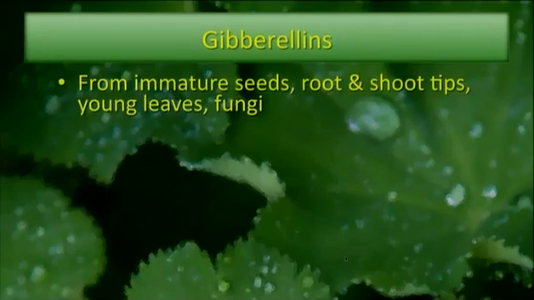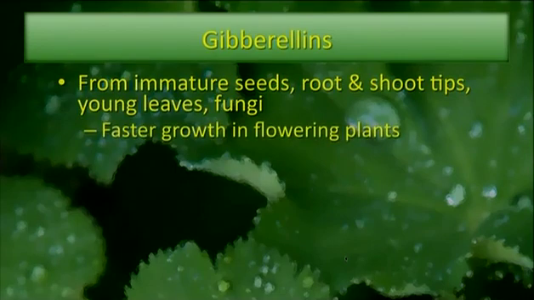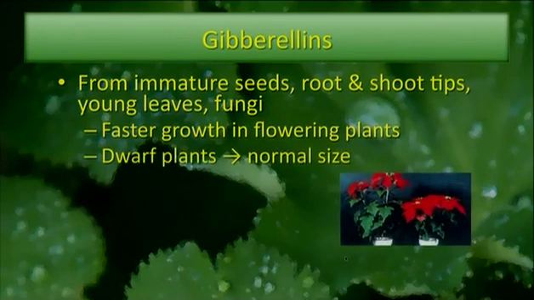So gibberellins come from immature seeds, from root tips and shoot tips, and fungi. They result in faster growth in flowering plants. They don't seem to have much effect on conifers. Dwarf plants become normal size, like here we have a dwarf poinsettia. Here's one with stem elongation caused by gibberellins, or GA. We call it GA. It can induce flowering in flowering plants.